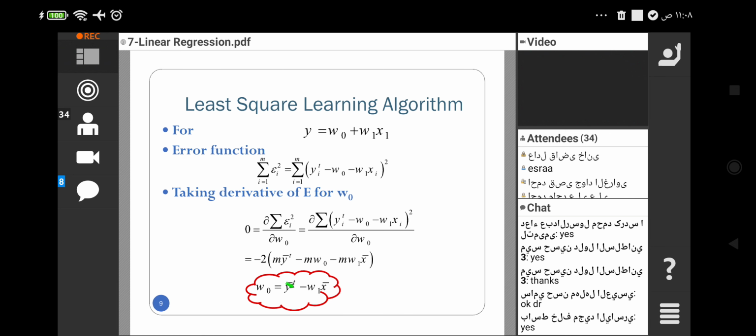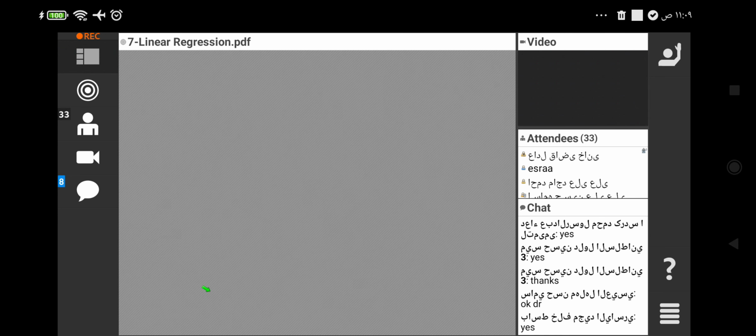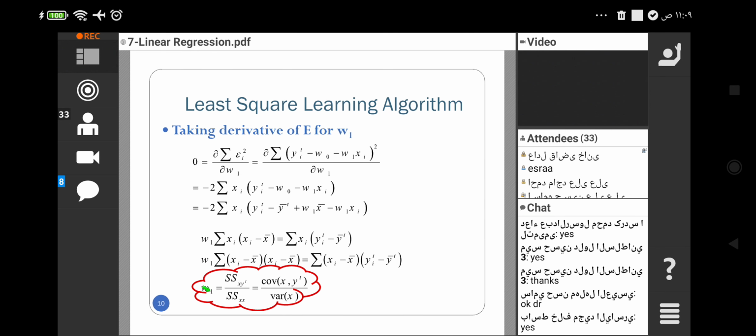So the algorithms for learning the weights are different. In the neural network we had gradient descent. Here we have the least square. In the least square, we take the derivative of the error and put it equal to 0, and then we find the parameters. This is w0, and again this is w1. We don't want to go deeper into this mathematics, no problem, and we won't have it in the exam.